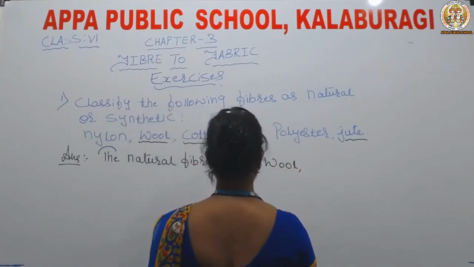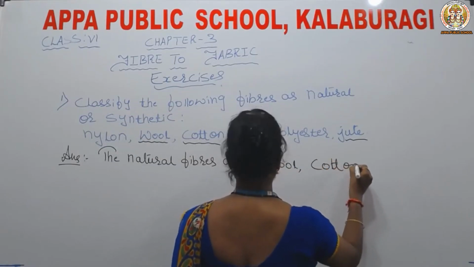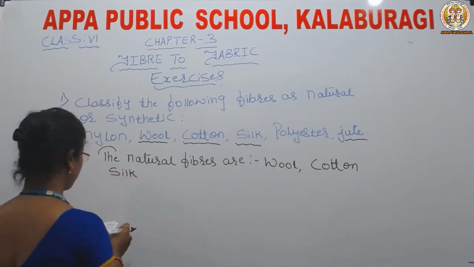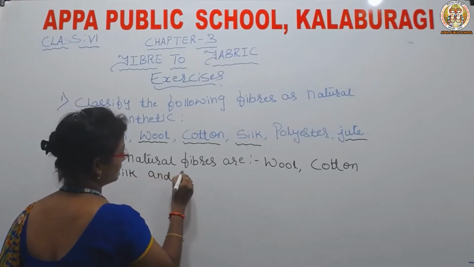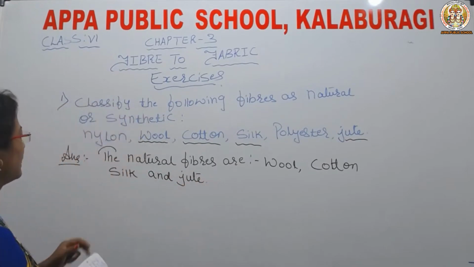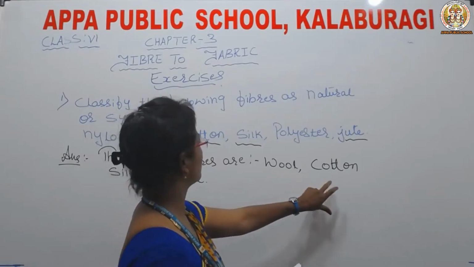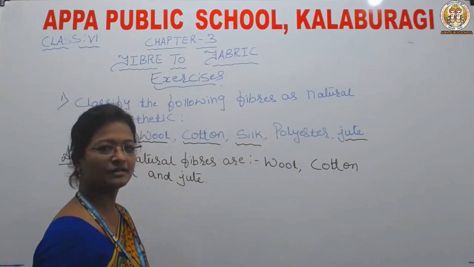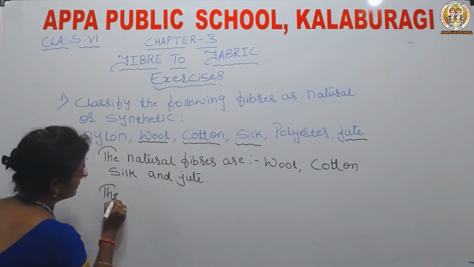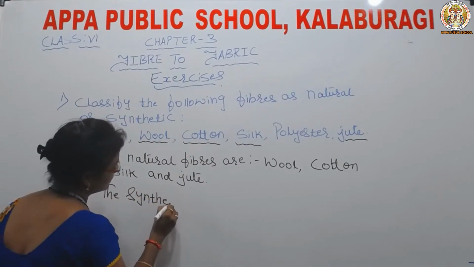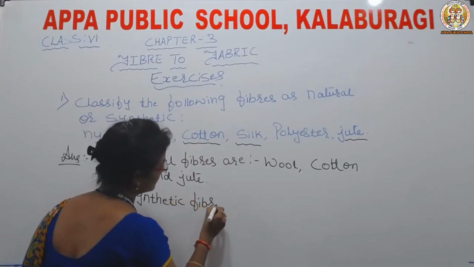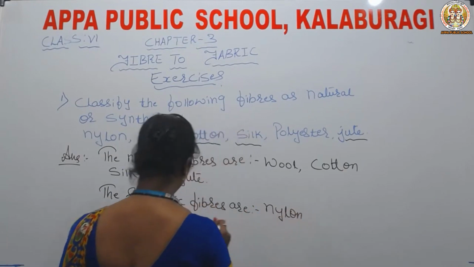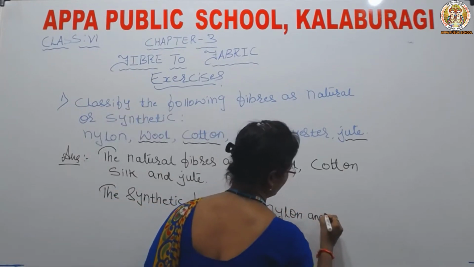wool, cotton, silk, and jute. So now the remaining, nylon and polyester, are, very good, synthetic fibers. Next, the synthetic fibers are nylon and polyester.